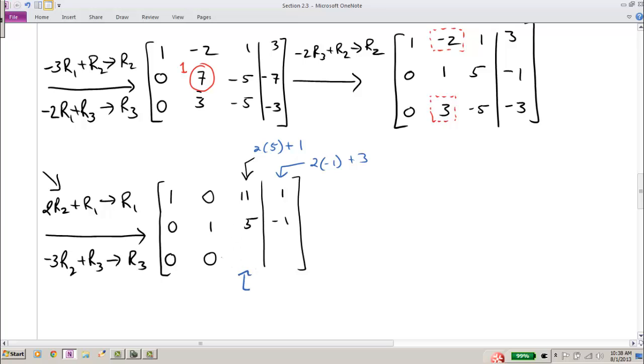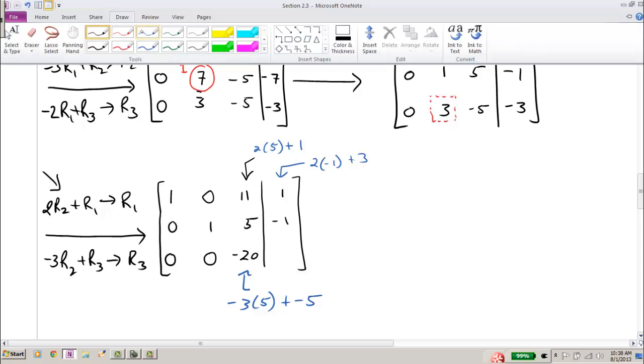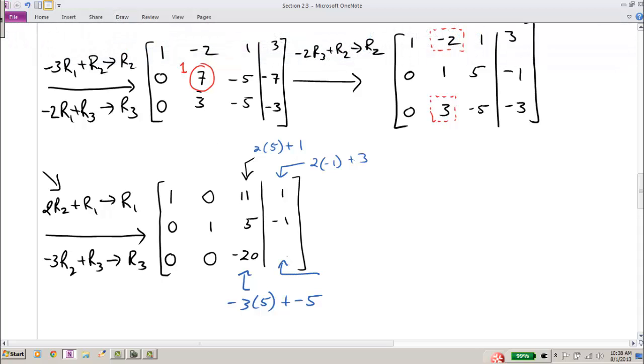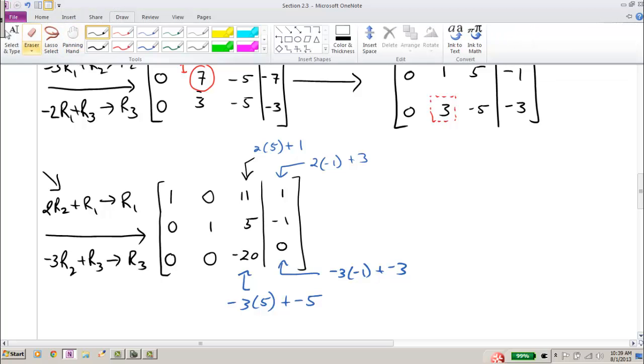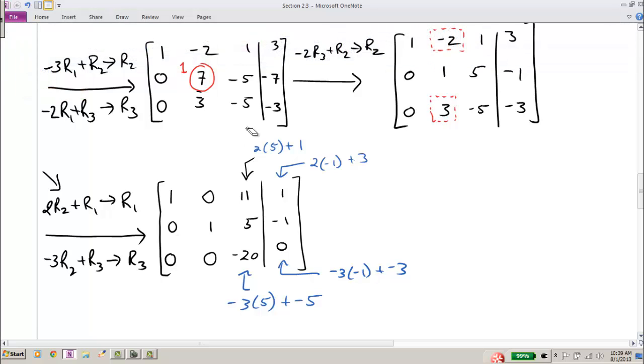And let's see, for this third entry, we'll have -3 times 5. That's a -15 plus a -5. That's -20. And right here, -3 times -1 plus a -3 is 0. So let's see, before we write our new matrix, I'm just going to clean up this arithmetic a little bit.